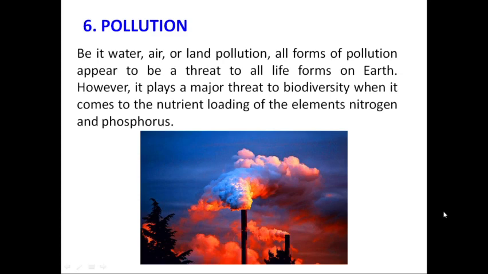All forms of pollution appear to be a threat to all life forms on Earth. However, it plays a major threat to the biodiversity when it comes to the nutrient loading of the elements nitrogen and phosphorus. So because of air pollution, plants get adversely affected in terms of their stunted growth or lack of chlorophyll formation process in the leaves of the plants. So the air pollution is responsible for a number of diseases in the plants, such as chlorosis, necrosis, abscission of leaves, stunted growth, etc. Also, the water pollution as well as soil pollution causes a great damage to the biodiversity, including plants and animals. So pollution is also responsible for loss of biodiversity, and it is one of the major threats on the biodiversity.